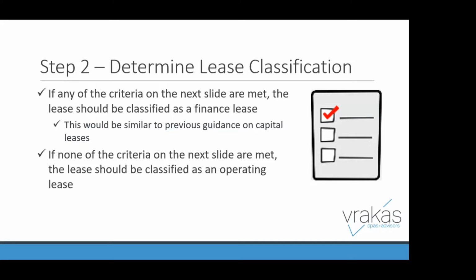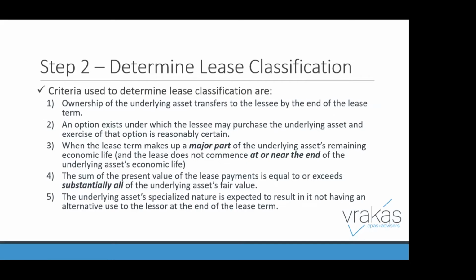So we'll go to the criteria on the next slide. These are very similar to the 4 criteria that we had under the old model to determine a capital lease. One difference is you'll notice that there's 5 criteria on this slide. So criteria number 5 is the new one. And this says that if the underlying asset's specialized nature is expected to result in it basically not having an alternative use to the lessor at the end of the lease, you would assume that it's a finance lease.